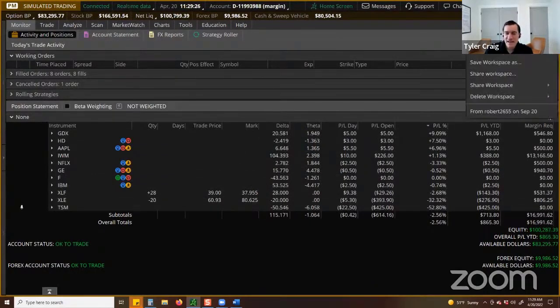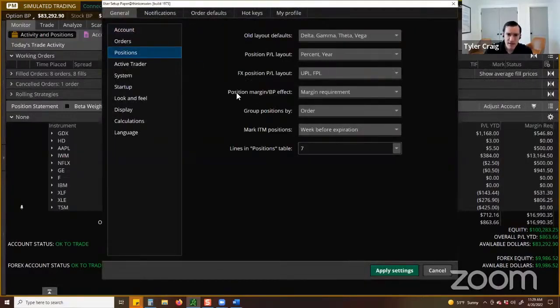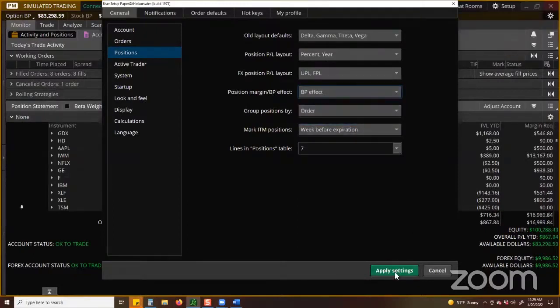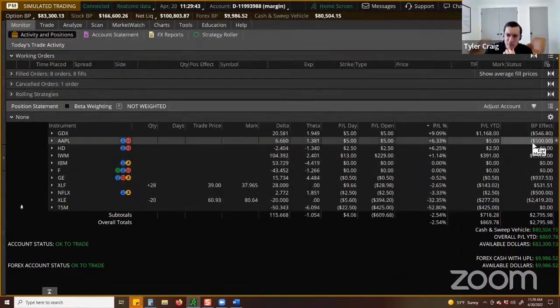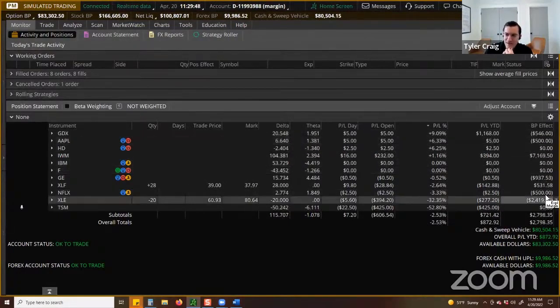Matt, I learned this today. I actually have used Thinkorswim forever, and somebody showed me how to do this. You go to setup, application settings, and you go to positions. And right here, it says position margin / BP effect. By default, it's BP effect. Yeah. And it's very confusing because it's a negative number sometimes, other times it's a positive number. It's like, what are we talking about here?